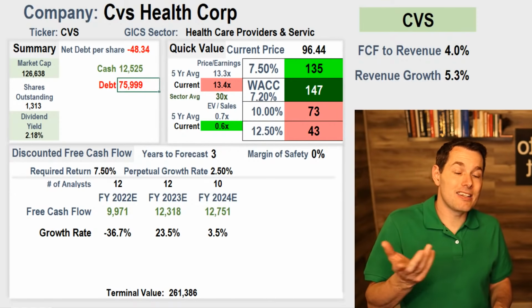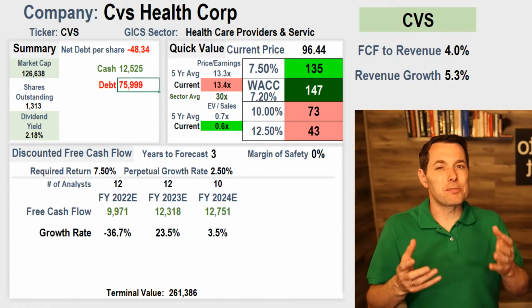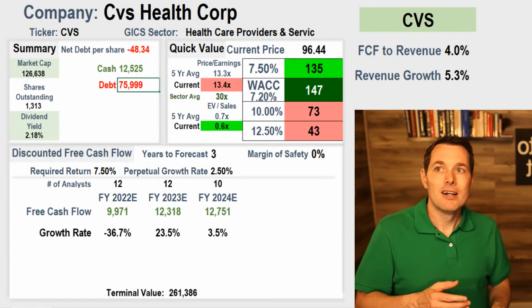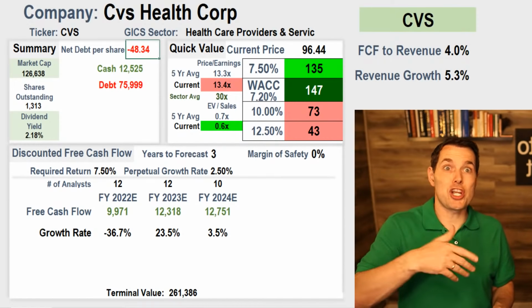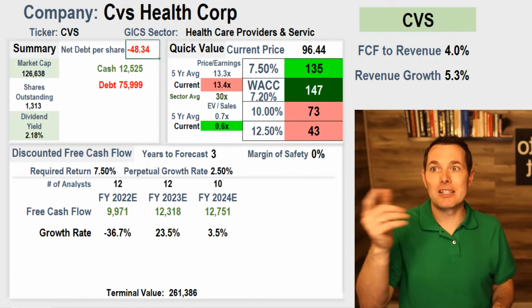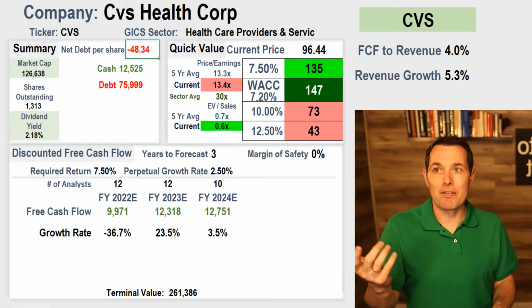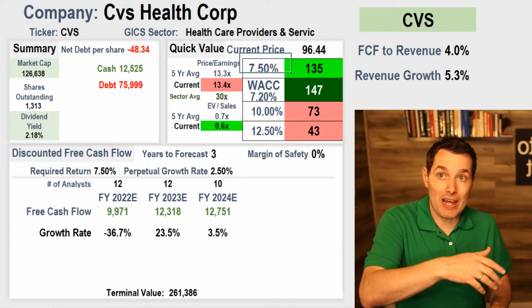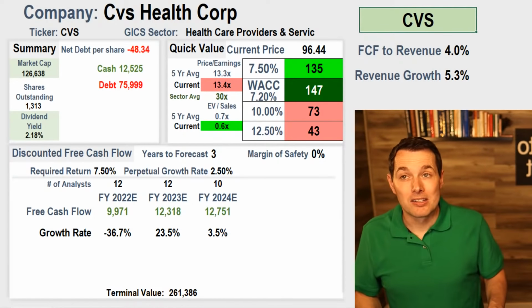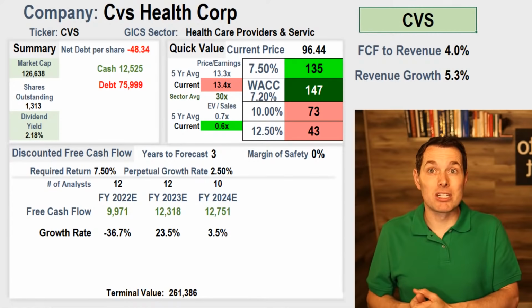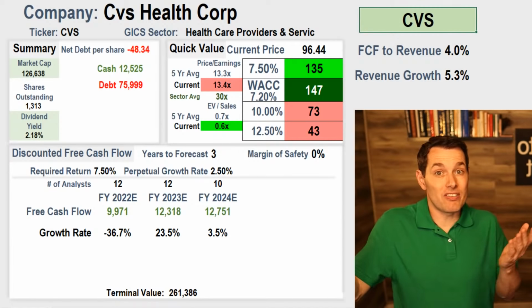They got a lot of debt. You might not notice that with a company like CVS. You expect it from Verizon, AT&T. But they have $48 per share worth of debt. Net debt, so that's debt minus cash. You get about $48 per share. But even after that, the stock still looks undervalued. So yeah, this one looks like a really good one to dig deeper into. Plus a 2% dividend yield.